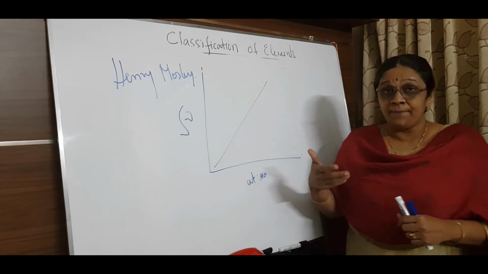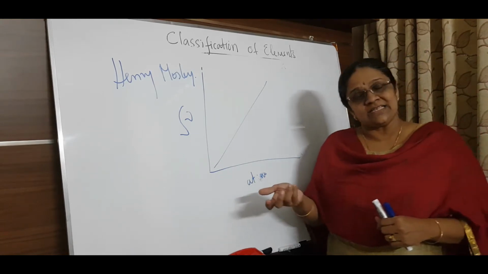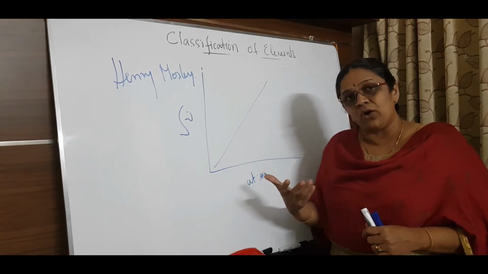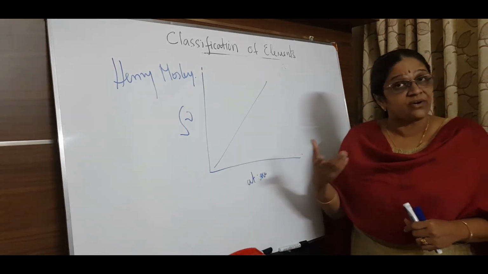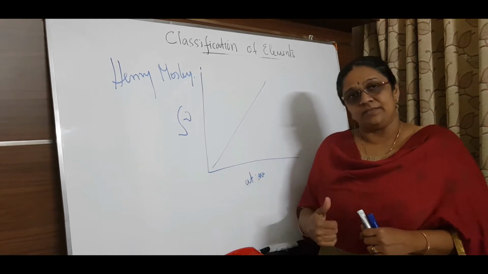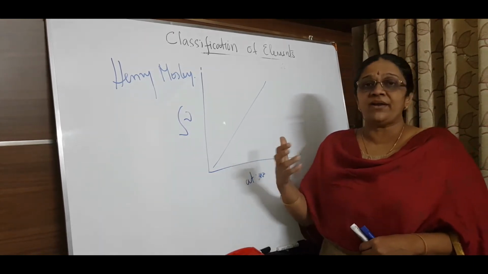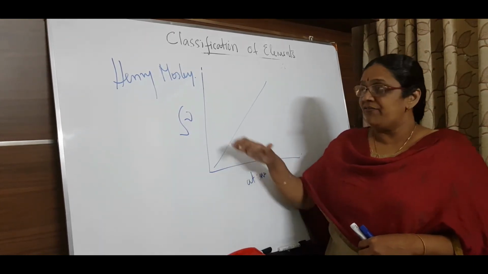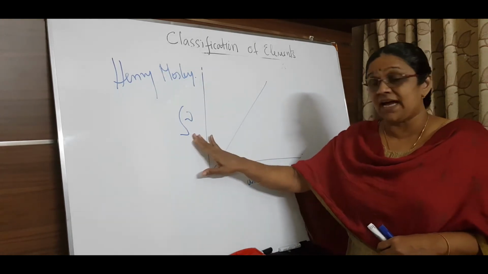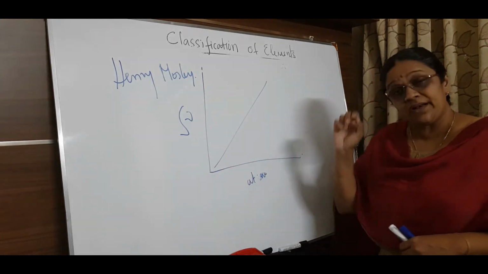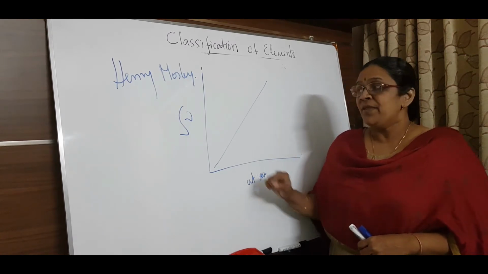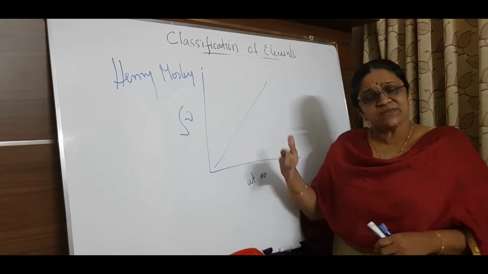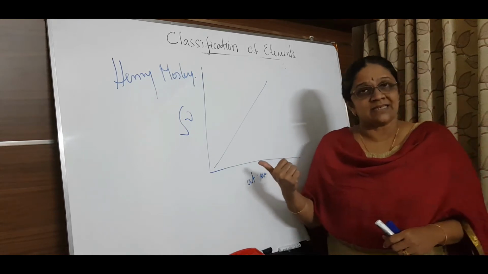A new periodic law was formed, which is called the modern periodic law, which states that the properties of the elements are the periodic functions of their atomic number. So that is the modern periodic law. Henry Moseley was the scientist who said that the atomic number was a fundamental quantity rather than the atomic weight. Okay. So these are some of the introductions which we studied earlier in class 10th standard.